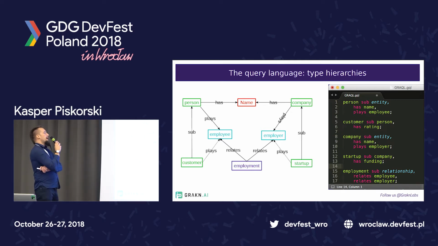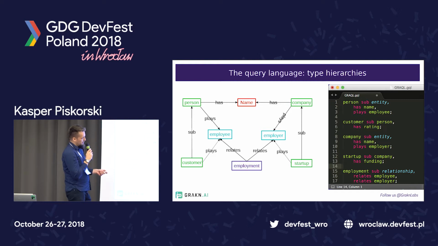Because we already have the subclassing mechanism, we also added support for type hierarchies, which reminds us of the object-oriented paradigm and how things are structured. We can, for example, say that startup is a specific case of a company, so startup specializes company, and customer specializes person. In that way, the properties of parents are inherited, so we don't have to define them again. In this case, because people play the role of employee and companies play the role of employer, we know that both startup and customer can play their respective roles as well. So that's type hierarchies.